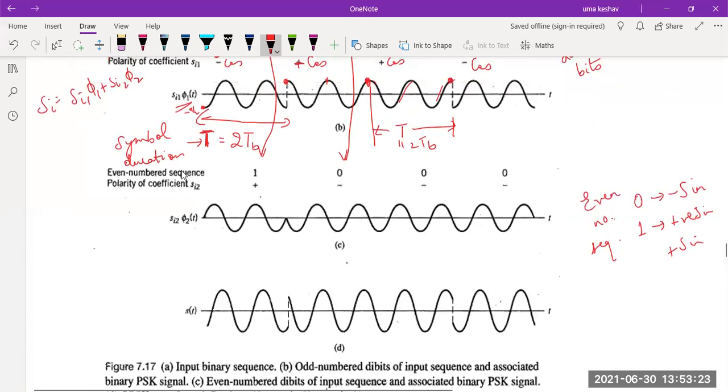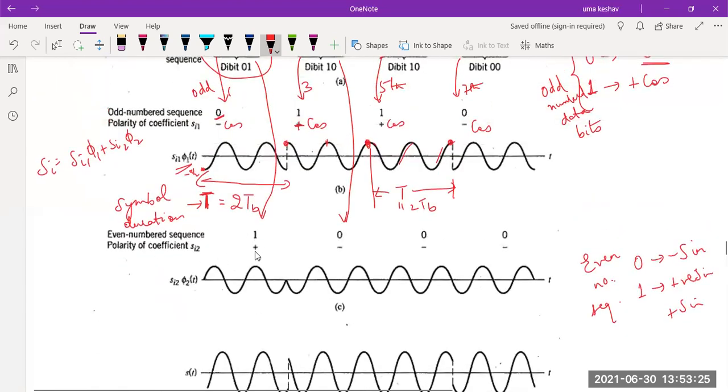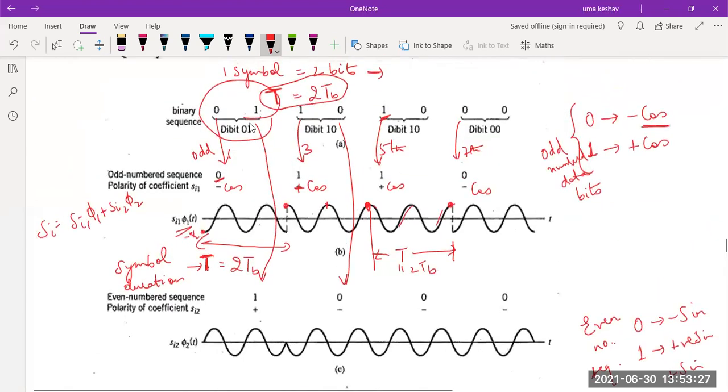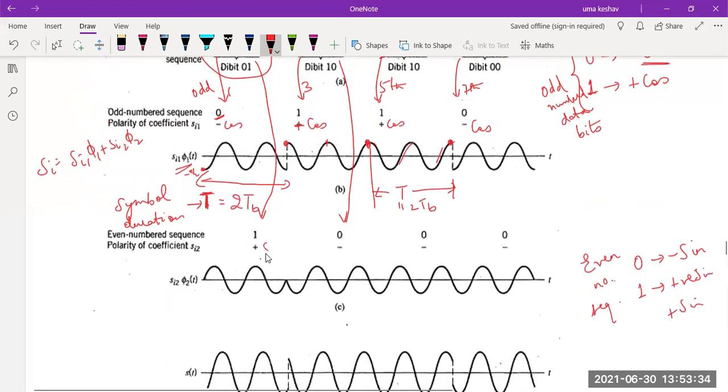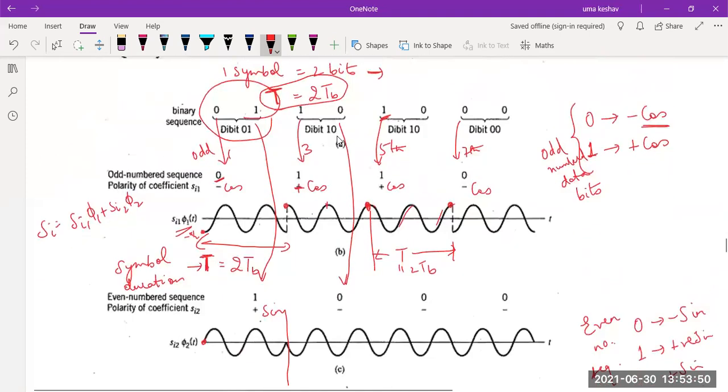So you see, from this first dibit pair, the second bit, this is the second bit, it is a 1. It will be represented with plus sine. Plus sine means it starts at 0, and we know sine starts at 0. We have shown 2 cycles of sine. Okay, this is the representation for the first bit in the first dibit pair. Next comes the bit 4. This is bit 4. This is bit 2.